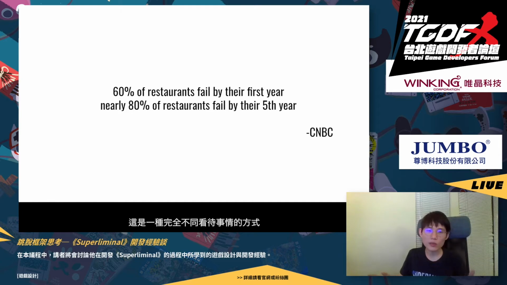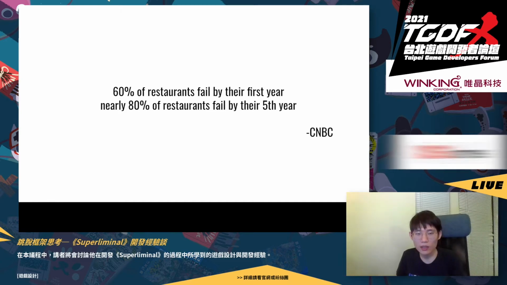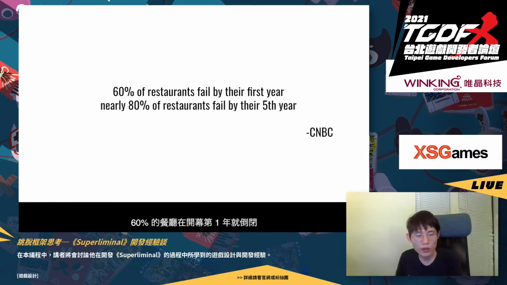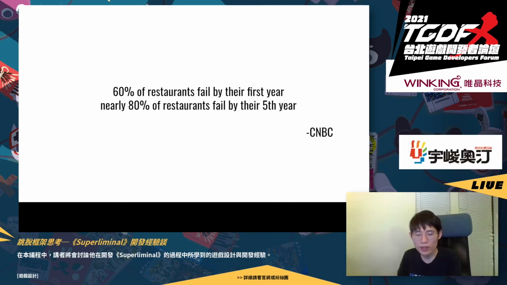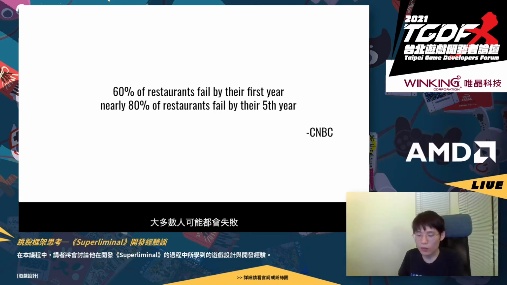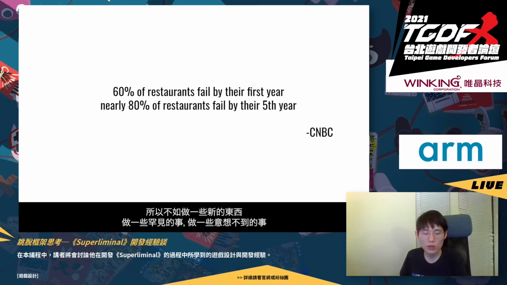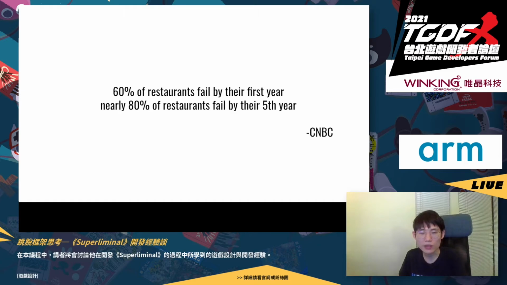And here's a totally different way to see it, right? Which is, hey, 60% of restaurants fail in the first year, and nearly 80% of restaurants fail by the fifth year, right? So in other words, most people out there might be failing, so you might as well do something new and do something weird and do something unexpected. Maybe you'll have a better chance that way.